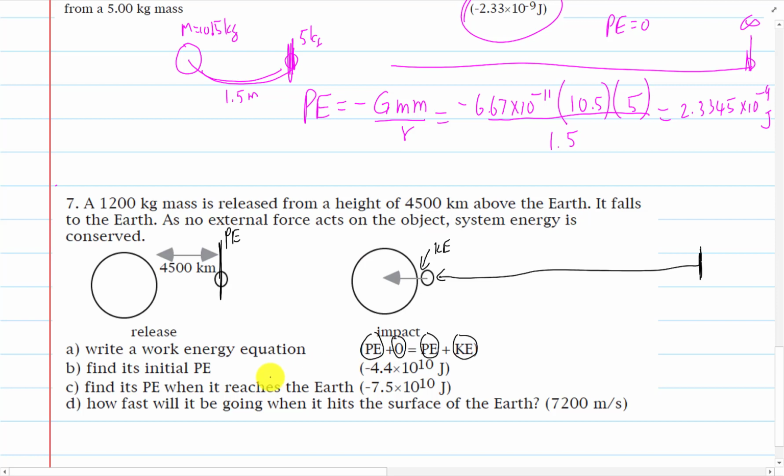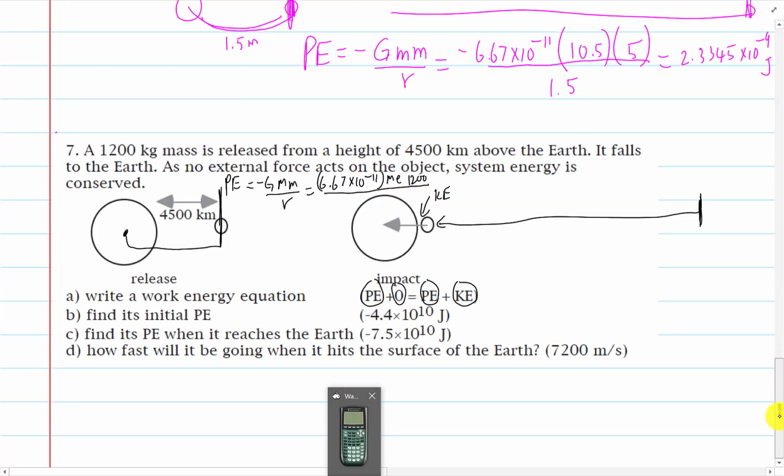Okay, and find the PE when it reaches the Earth. Oh, it's the initial and reaches. So we want to find out the potential energy when it's initial. So it's negative G M over R, and that's going to be 6.67 times 10 to the negative 11th, right? And then we need the mass. And now we're going to have the mass of the Earth, and we're going to have the mass of that object, 1,200, and then we need the distance separating it from the center. Okay, so I need to work down below because it's getting awkward.